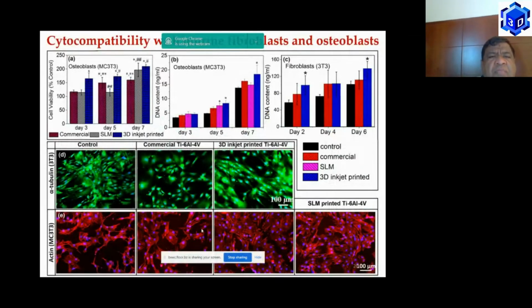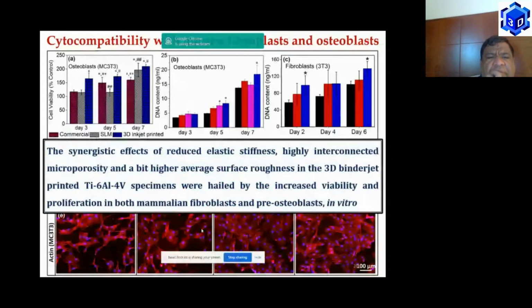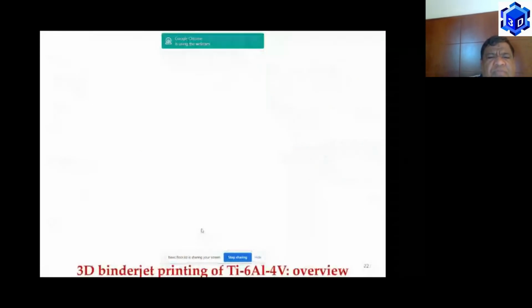Now, in terms of biocompatibility, we have used different cell lines like fibroblast cells or osteoblast cells, MC3T3, and in all these cases, when cells are grown up to 7 days in culture, these 3D printed structures encourage the proliferation of these cells in a manner which is even better than that of the control or metallurgically processed Ti6Al4V. So this work is patented.